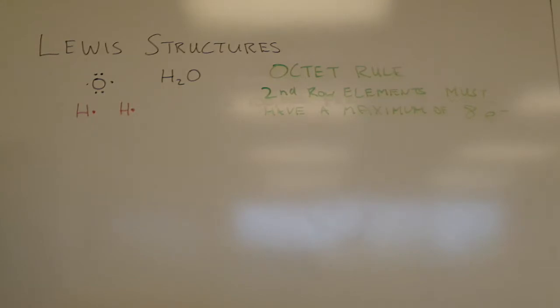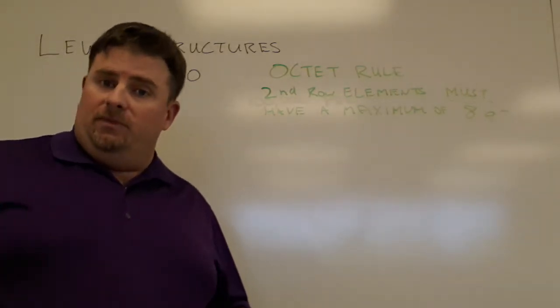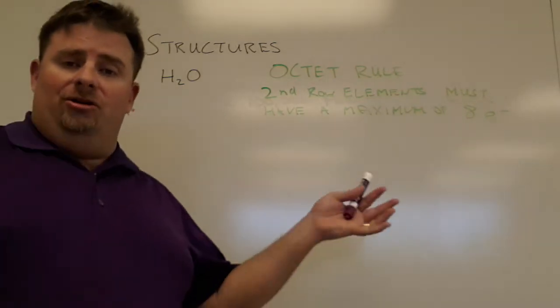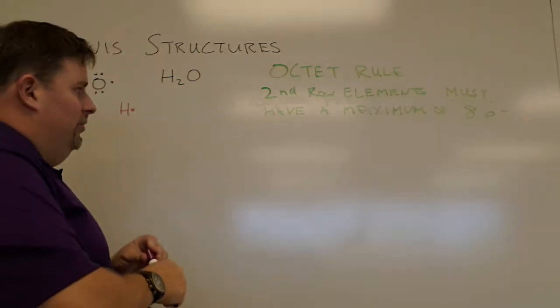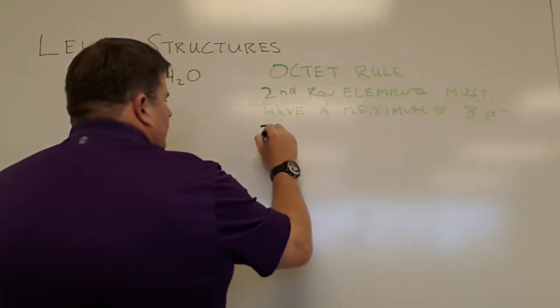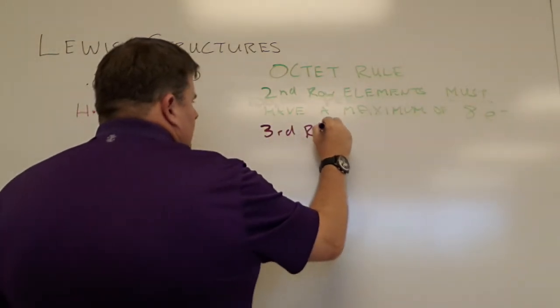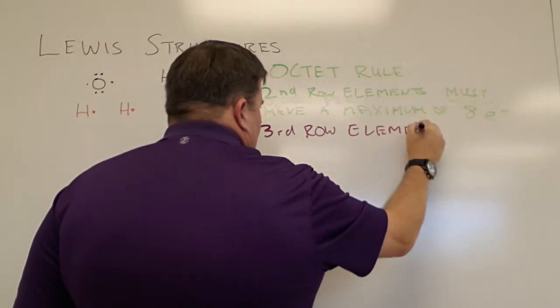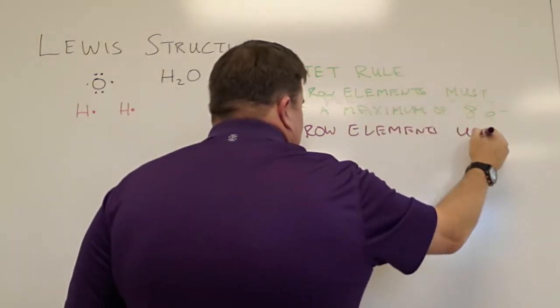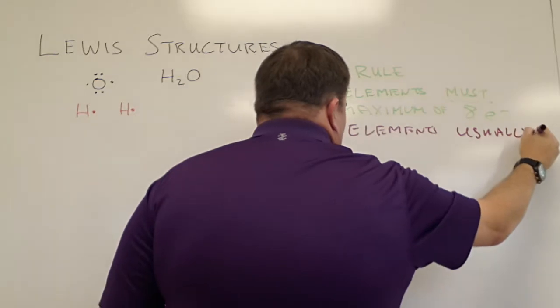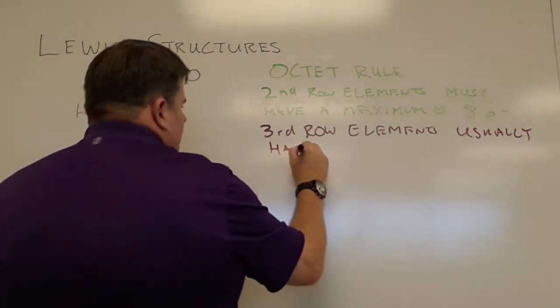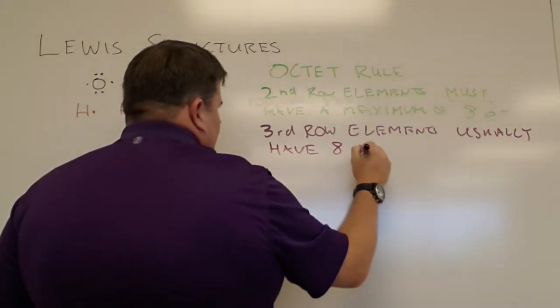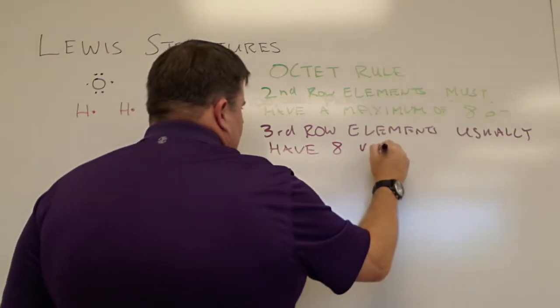Now, when I get to third row, this moves from being the octet rule to the octet guideline. The guideline being that usually you're going to see 8 electrons with anything third row and above. So third row elements usually have 8 valence electrons.